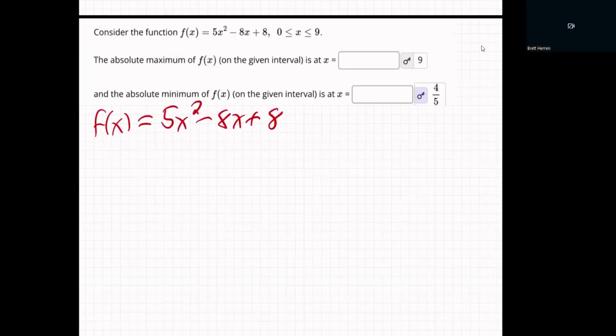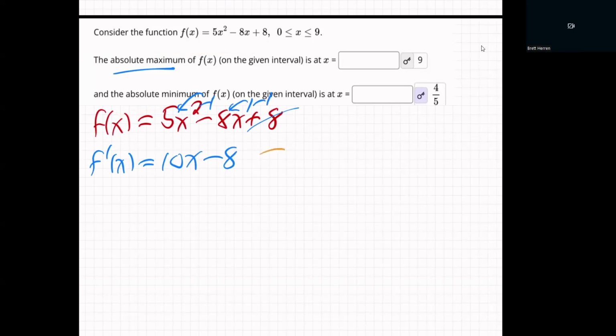Okay, so this question gives us a function and wants us to find the absolute max and min. So how do you find the absolute max and min? The first step is you take the derivative. Bring that down, 10x, subtract 1 from the power. This 1 comes down, minus 8. Subtract 1, that's gone, that's just 0.